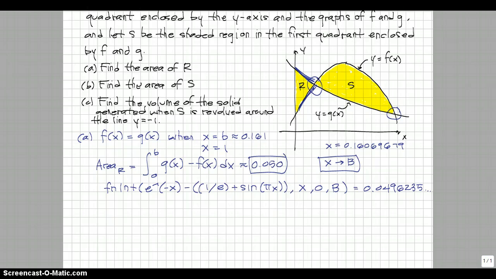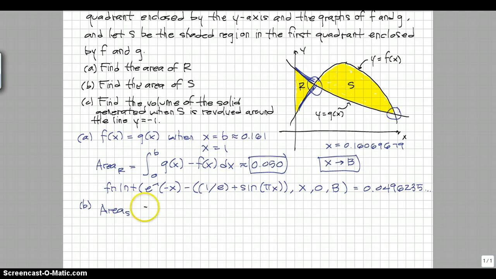And it's interesting as we move on to part B now that I have a time limit on this video of 15 minutes, which works out well for working on a free response problem like this. And the next job that I have is to find the area of S, and so I'm going to just jump right into this one.